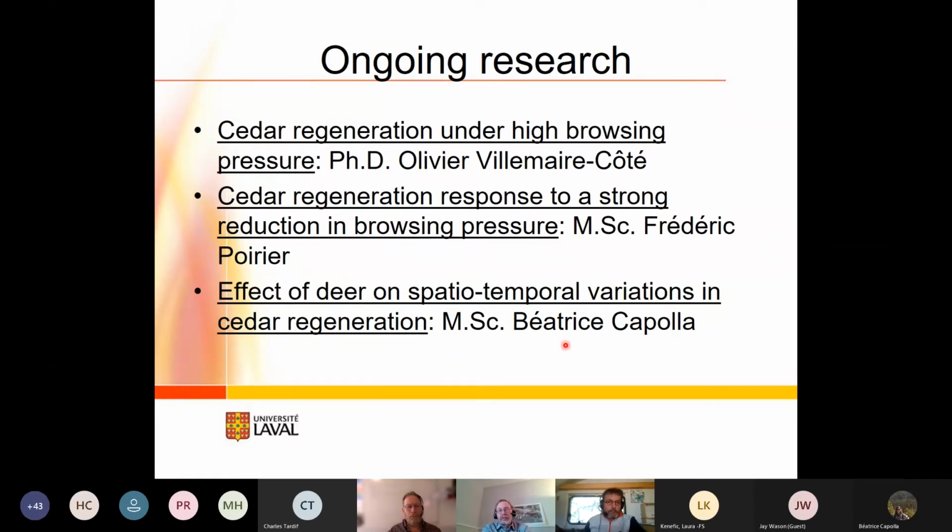Now I will move on to the studies that are still ongoing, so I will provide you with preliminary results. In fact, this research is the result of another Cedar Club meeting where we identified browsing pressure as a focus for future research. So we have 3 projects now that are focusing on that question. The first one is about cedar regeneration under high browsing pressure. The second one is about cedar regeneration response to a strong reduction in browsing pressure. And the last one looks at spatial temporal variations in cedar regeneration in relation with deer.